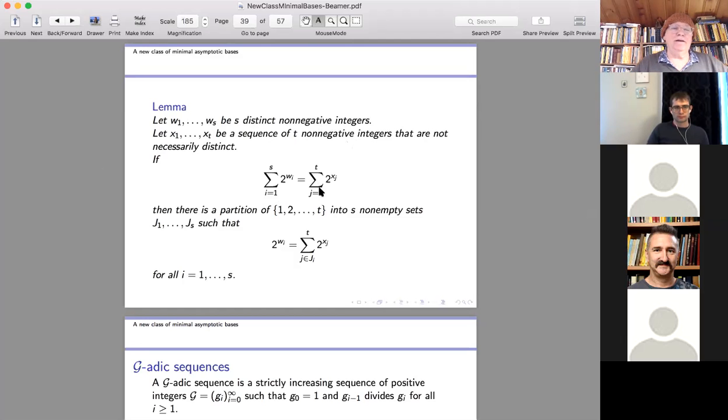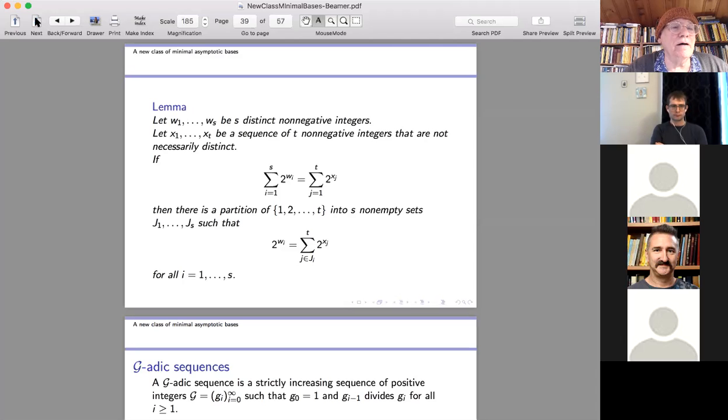And the little lemma says you can take the numbers from 1 to t, partition them into s different subsets, such that each of these powers 2^(w_i) is a sum over the elements in a particular subset. And yeah, so it's like physics kind of. And it's not true if you replace 2 by something bigger than 2.